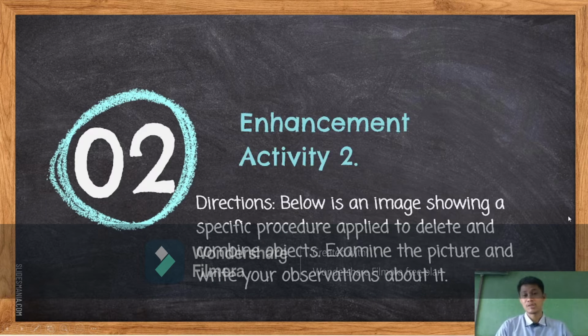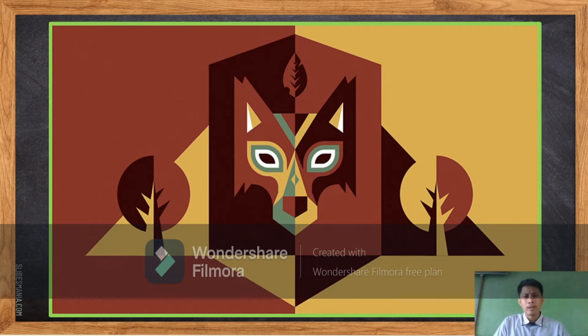For the enhancement activity number 2, all you have to do is examine the picture that I'm going to show and write down what you observe in your notes. This image shows a specific procedure applied to delete and combine objects. Now, observe. What have you observed in the picture? Based on the picture, it has a figure of an animal and a tree. Observe what happened to the picture.